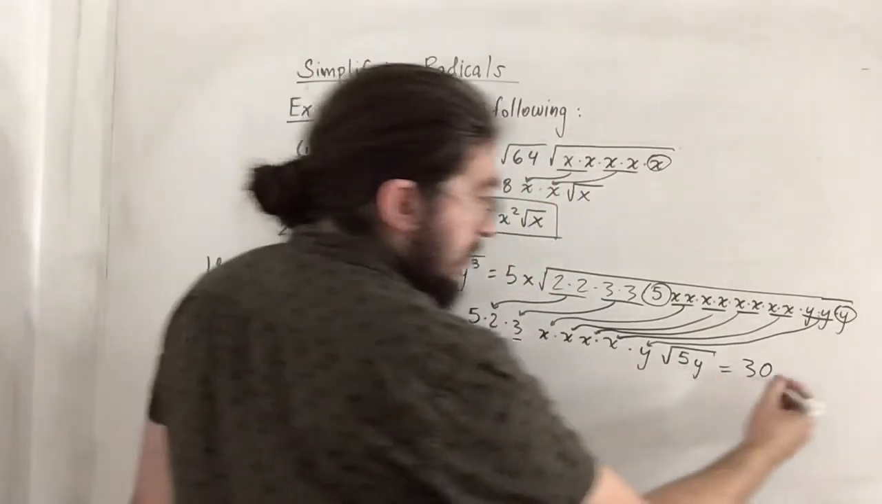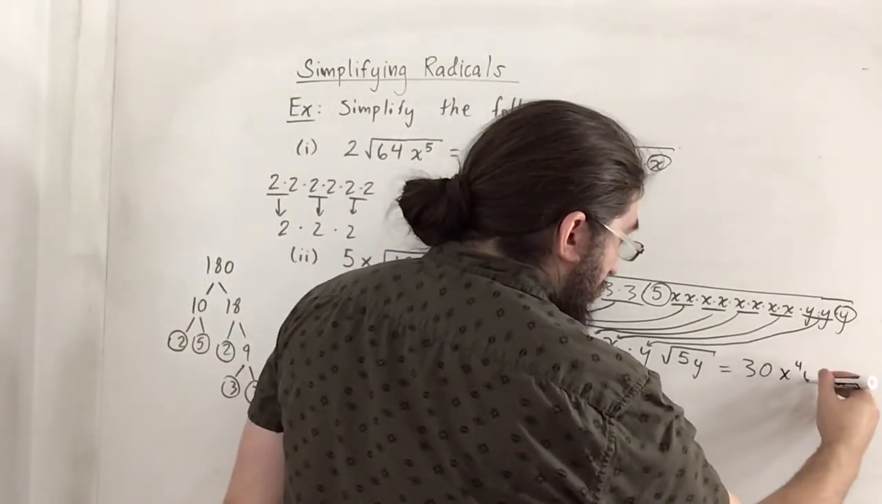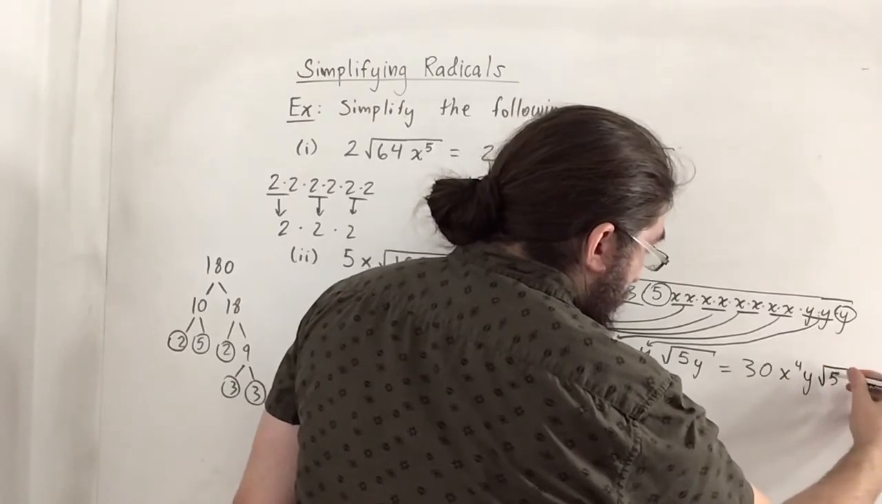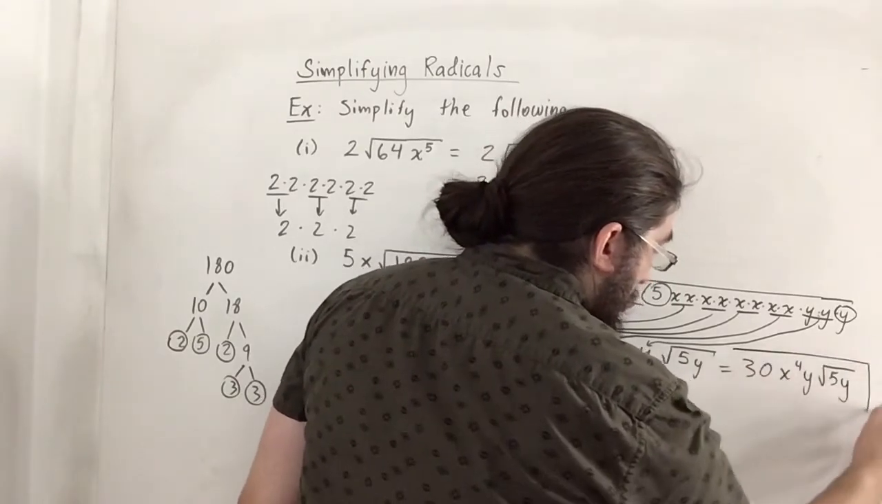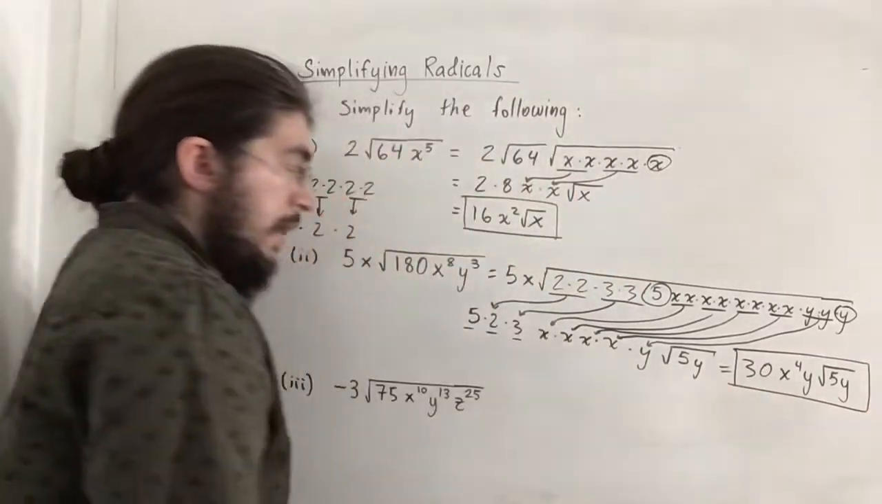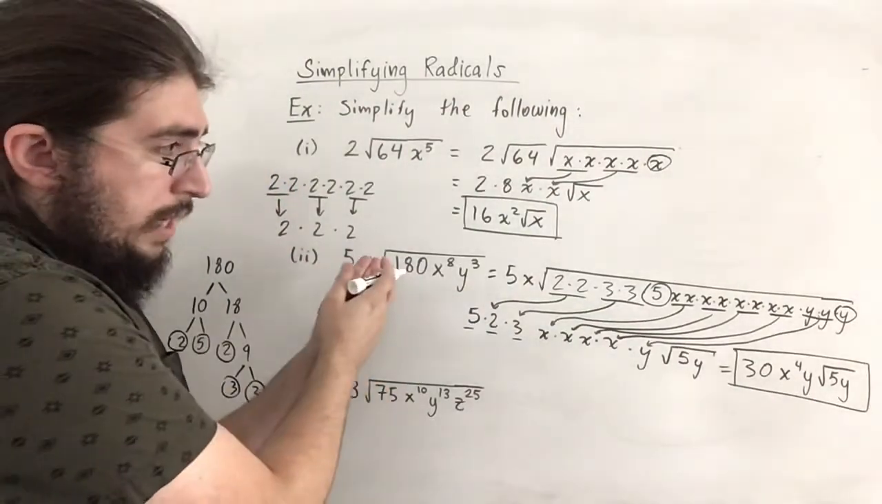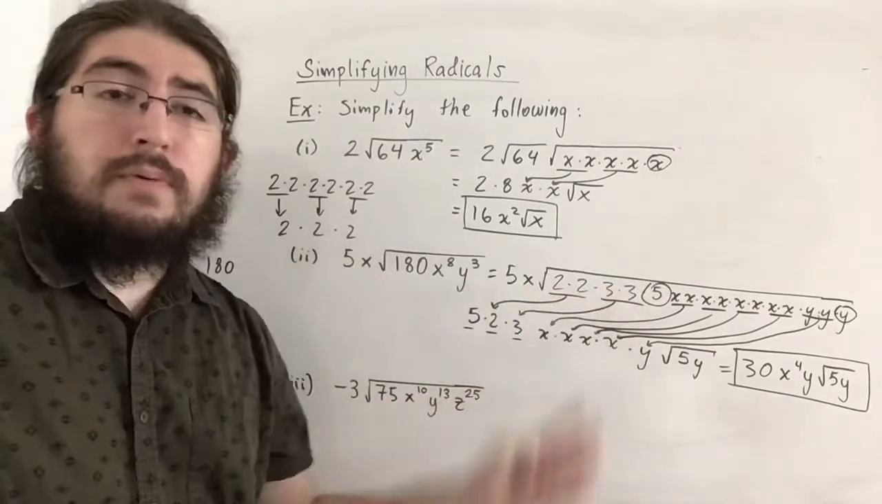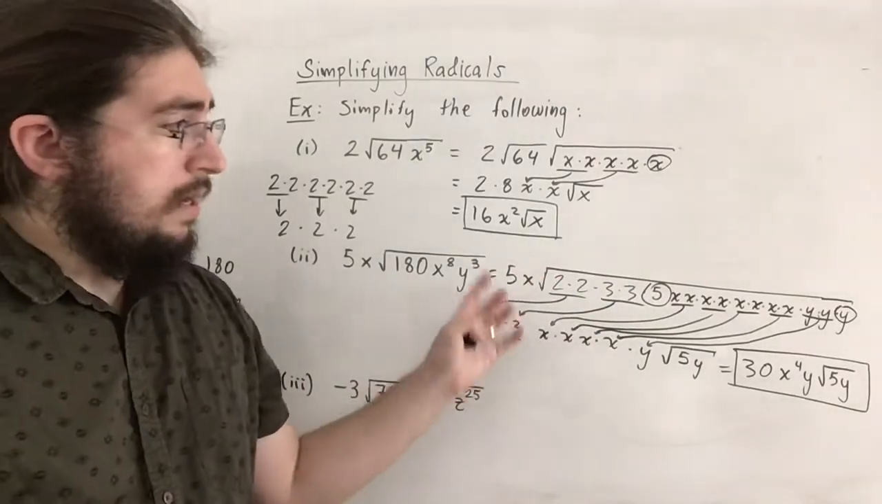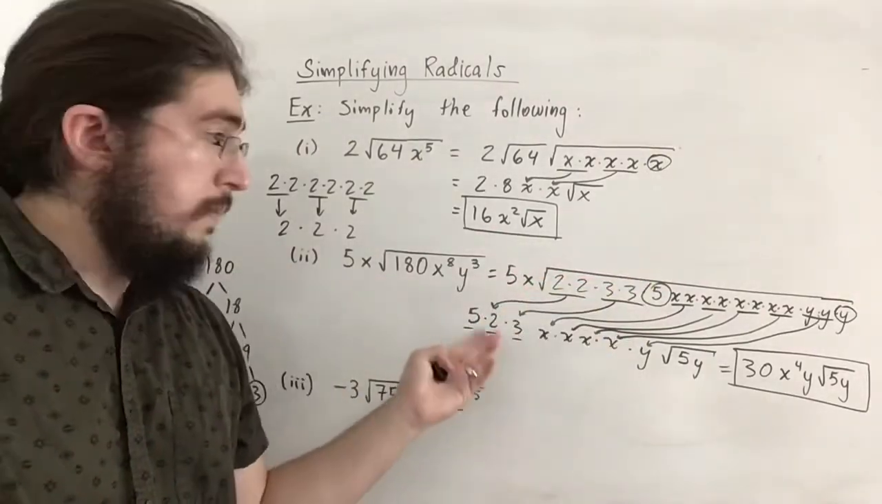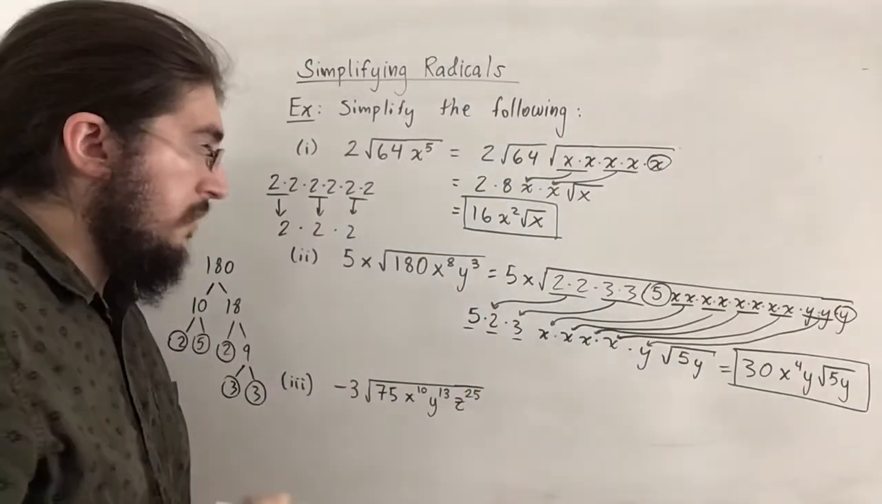We have 4 x's, so that's x to the 4th, and 1 y, and then inside the radical we have 5y. Perfect. Now I did this the complete way by expanding each of these out into their prime factors as much as I can, then grabbing pairs, bringing one of those numbers out of the radical. And that's fine, you can always do that.